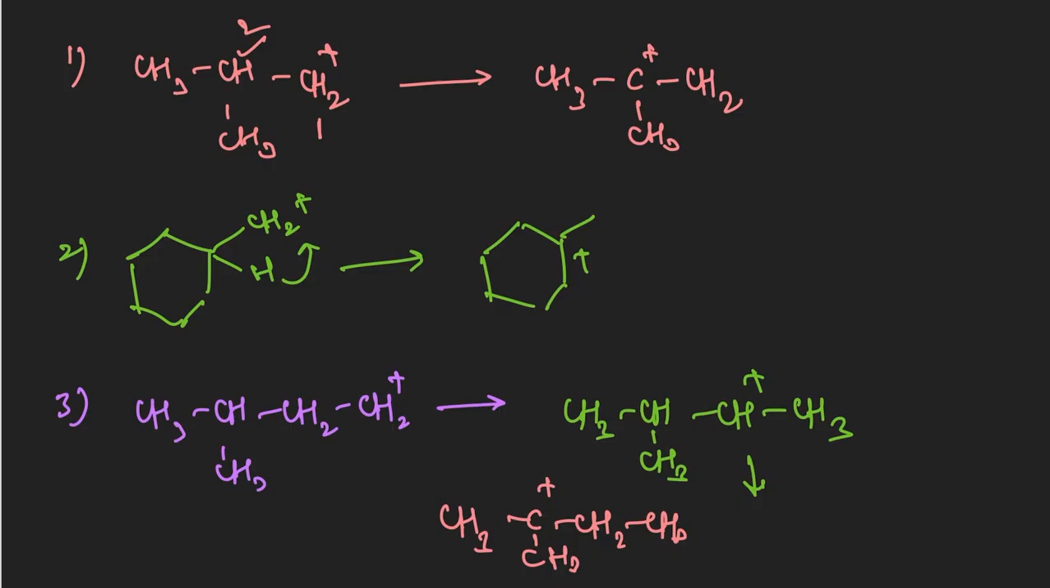It won't shift if it is 2 degree going to 2 degree, 3 degree going to 3 degree, or 1 degree going to 1 degree. It will shift when 1 degree is going to 2 degree, 2 degree is going to 3 degree, or 1 degree going to resonance, meaning mesomeric effect. We're gonna look at more examples so you will understand it more.